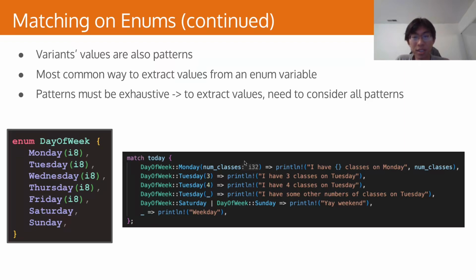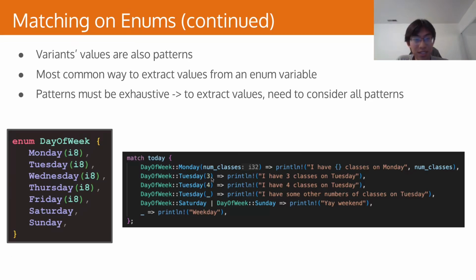And in order to match on enums and get the value out, we have a few different strategies. One is in our match expression, when we match for Monday, we can also match for the variable inside that Monday contains. So we could call it num classes. And then if it's Monday, this num classes can be used in the code block that the match expression is going to execute. So in this case, if it was Monday, it would just print however many classes you have on Monday.